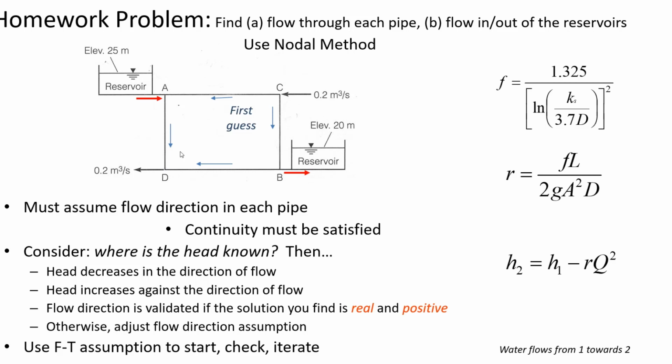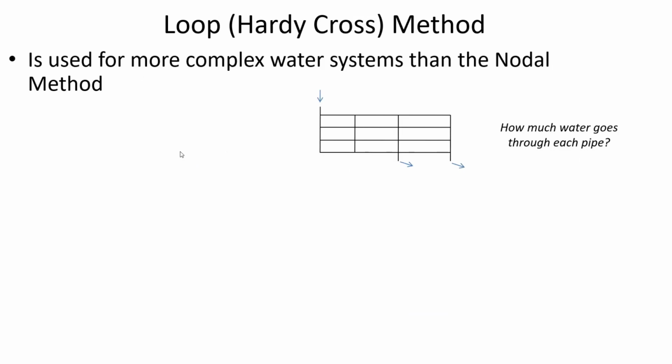All right. So you've still got some additional time to think through those problems. Now, moving on from the nodal method to the loop method, sometimes also called the Hardy-Cross method. It's for situations where we've got more than just one or two junctions.